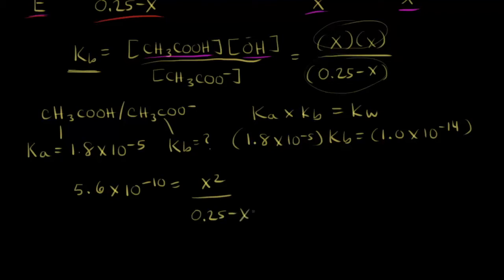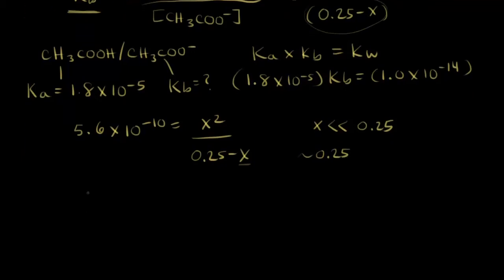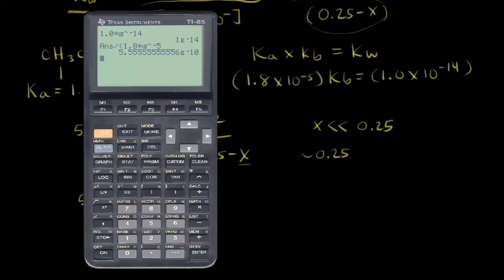Next, to make the math easier, we're going to assume that the concentration x is much, much smaller than 0.25. And if this is an extremely small number, we can just pretend it's pretty close to 0. And so 0.25 minus x is pretty much the same thing as 0.25. So let's make that assumption, once again, to make our life easier. So 5.6 times 10 to the negative 10 is equal to x squared over 0.25. So now we need to solve for x.